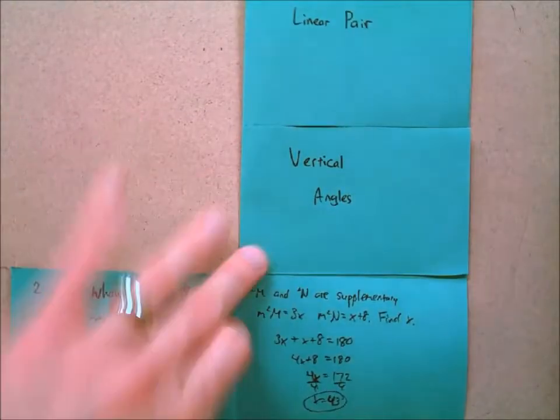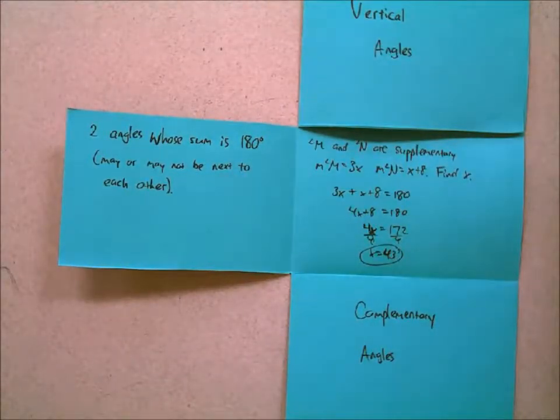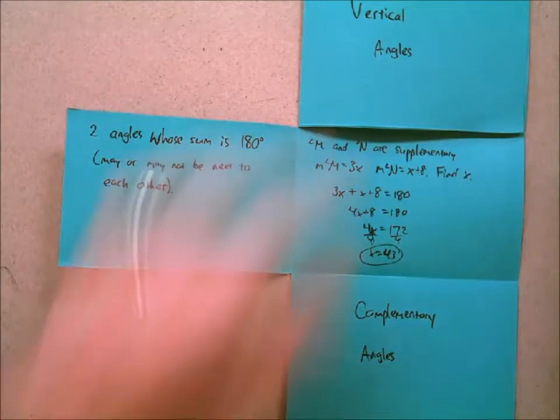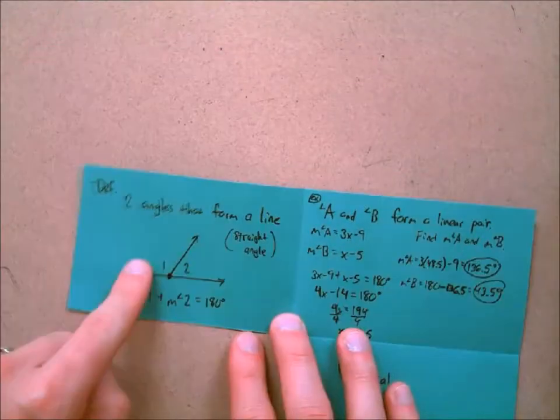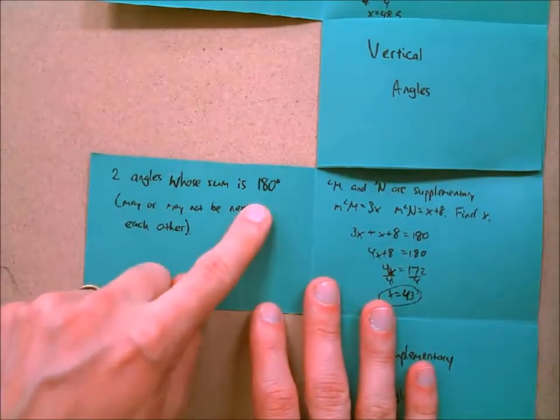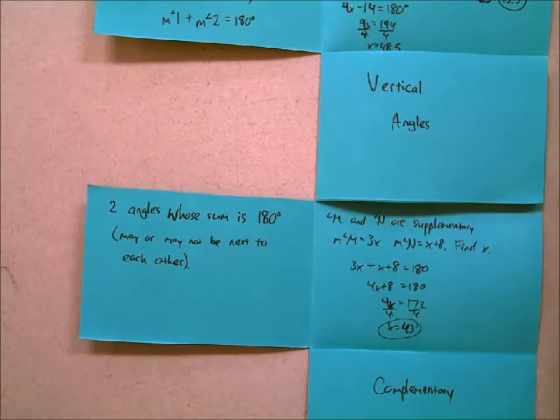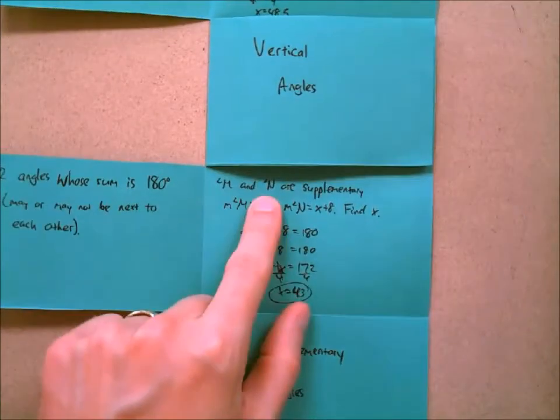Next, supplementary angles. Okay, supplementary angles are angles whose sum is 180 degrees. And it's specifically two angles whose sum is 180 degrees. Okay, they may or may not be next to one another. So a linear pair is two angles that are next to each other that form a straight line. Supplementary angles also add up to 180 degrees, just like the linear pair, but they don't have to necessarily be next to one another.